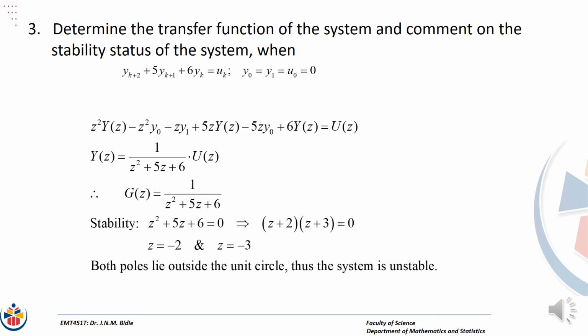Number 3, once again, we're given an equation and we are supposed to find G(z). Please make sure that you give us the formula for G(z) when you've done your solution. And then for stability, make sure that the denominator of your transfer function is equated to 0, and you show us the factorization and show us the poles. And then both poles lie outside the unit circle, so the system once again is unstable.